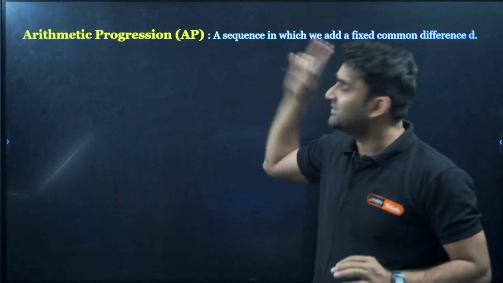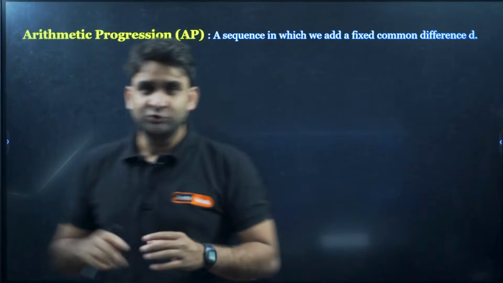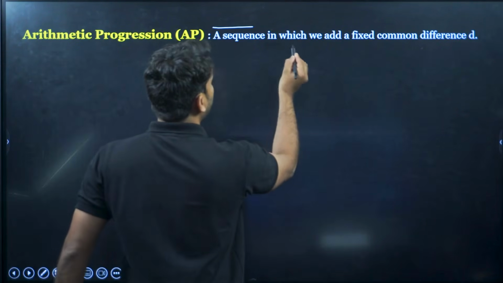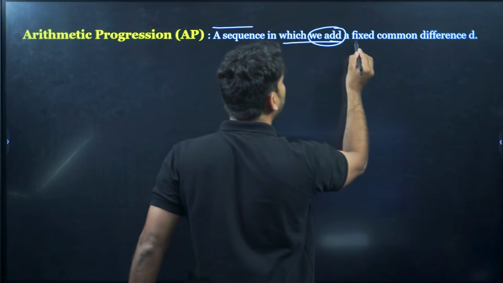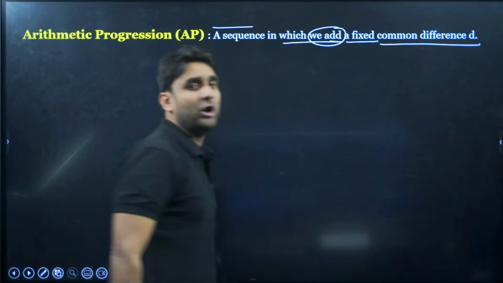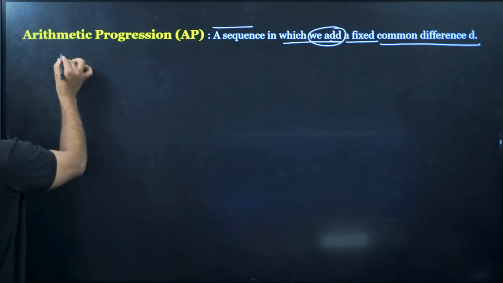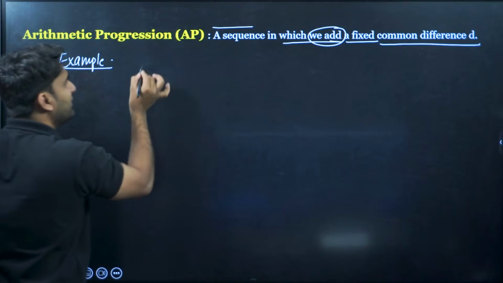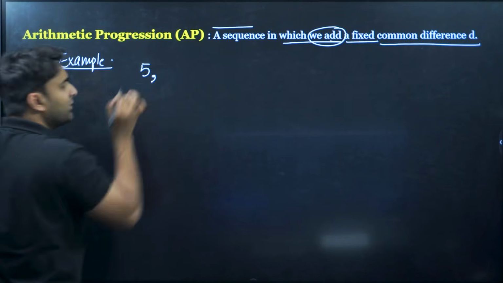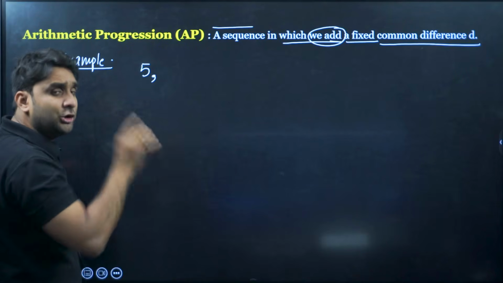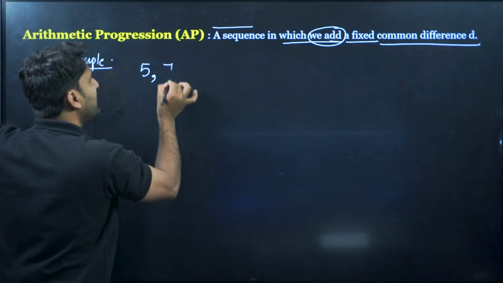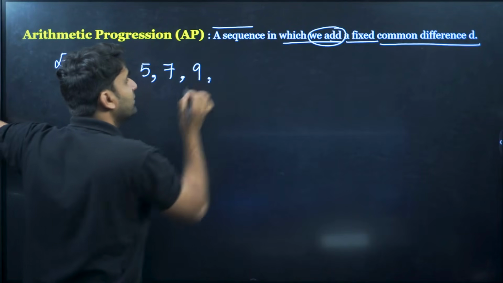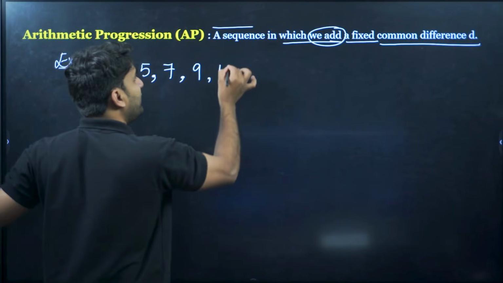So let's first understand arithmetic progression. Basically, arithmetic progression is a sequence in which we add a fixed common difference, small d. Listen, I'm giving you an example. For example, my dear champion, I have the number 5, and I'm adding 2 to 5. So what will be the next term? Again I'm adding 2 to 7. What are we getting? Again I'm adding 2 to 9. What are we getting? And so on.